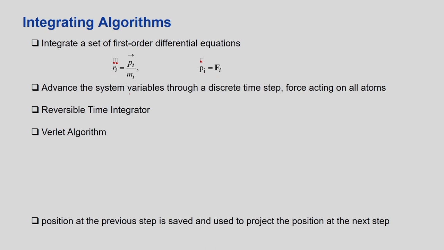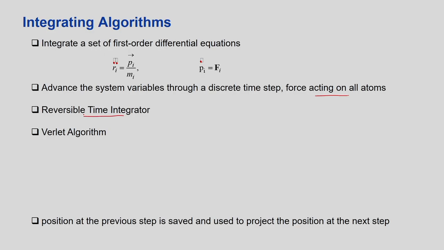Now we have to advance the system variables through a discrete time step. Once we advance, we have a force acting on all atoms. The algorithm should be devised in such a manner that if you move ahead one step, you should be able to go back to the previous step. We call that a reversible time integrator. For that, there is an algorithm called the Verlet algorithm, and it depends upon the central finite difference formula.